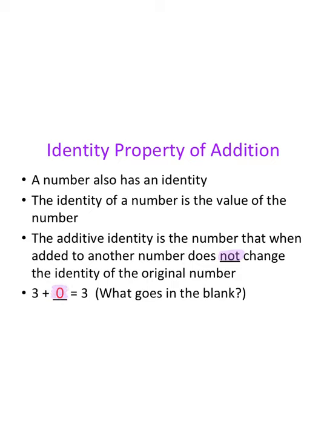So when we add 3 plus 0, it equals 3. So the identity of 3 did not change, it remains the same. If we had the number 8 and we wanted to add a number, but we did not want to change the identity of 8, the only number we can add to it is 0.